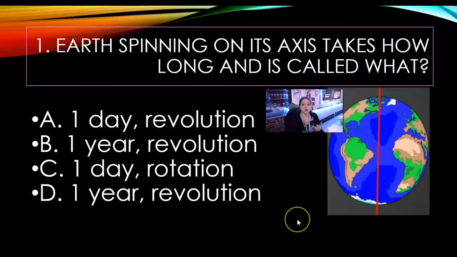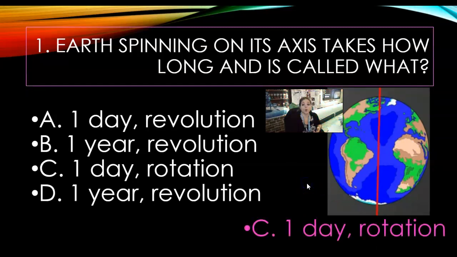Right there. Earth spinning on its axis takes how long, and what do we call it? Is it 1 day is a revolution? 1 year is a revolution? 1 day is a rotation? 1 year is a revolution. So how long and what is it called when it does this? It is 1 day and 1 rotation. We are rotating, spinning on our axis.